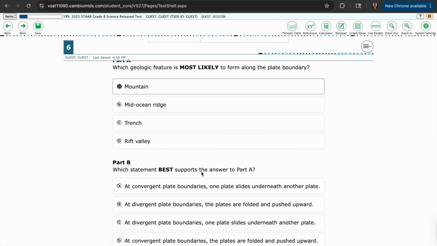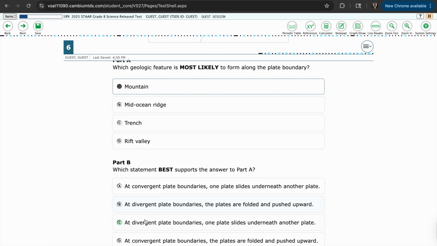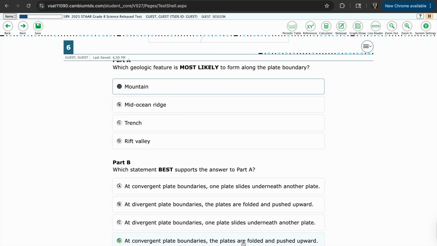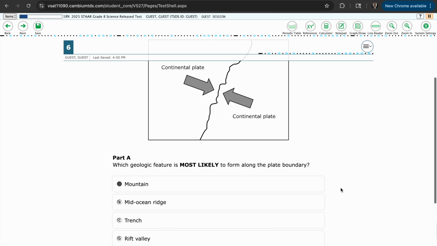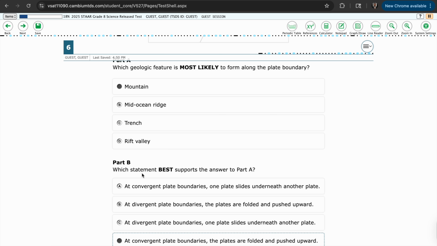Part B says, which statement best supports the answer to part A? Now we know that this is a convergent boundary, as we recently discussed. So answer choices B and C are not it. Answer choice A says, at convergent plate boundaries, one plate slides underneath another plate. Yeah, this is true, but that's not what is giving us our mountain. At convergent plate boundaries, the plates are folded and pushed upwards. Yes, this is what we get here. So therefore, for question 6, part A, we get A, and for question 6, part B, we get answer choice D.